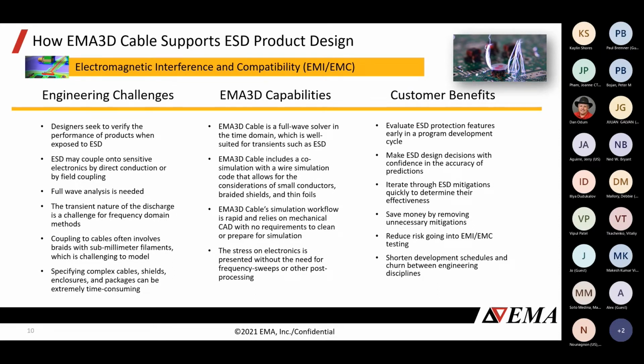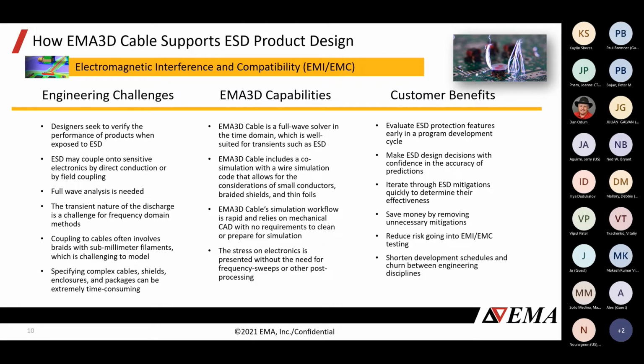The problem is the enclosures and cables can be incredibly complex, with multiple layers of shielding and complex 3D geometry. EMA3D addresses those concerns by giving us the transmission line solver for the cables self-consistently with the 3D solver for the structures. The workflow is rapid and relies on the mechanical CAD with very limited requirements to clean or prepare for simulation. And we can predict the stress on electronics without the need for frequency sweeps or other types of post-processing.